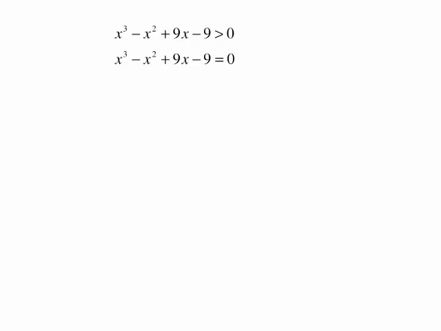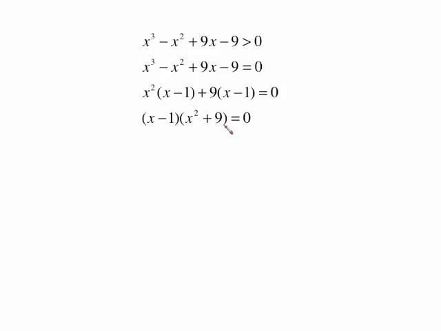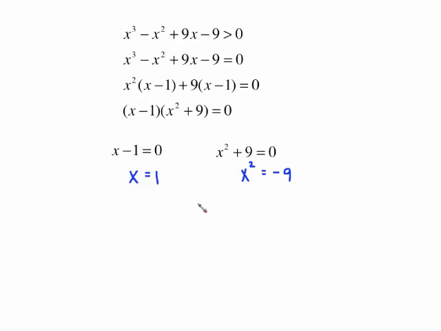One more like that. We're going to set it equal to 0. We're going to factor this by grouping. Factor an x squared out of the front, factor a 9 out of there, and we get x minus 1, and this is what we have. The difference is this x squared plus 9 doesn't factor any further, so all I can do here is set them each equal to 0.